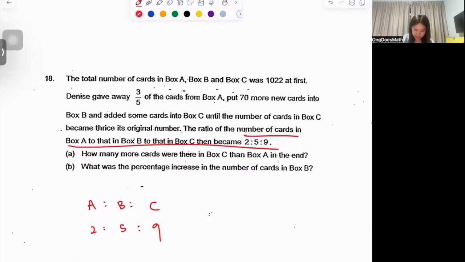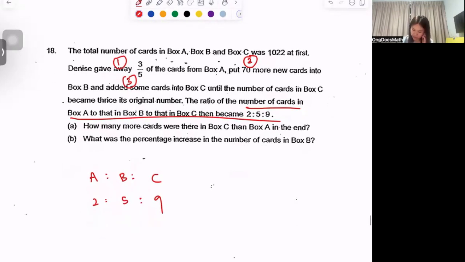So first step was give away 3/5 of the cards from box A. Second step that Denise did was put 70 more cards into box B. Third step was add some cards into box C until the number of cards in box C became thrice its original number. So when we reverse, we'll undo step 3 first, then undo step 2, then undo step 1. So now let's try to undo step 3 first.